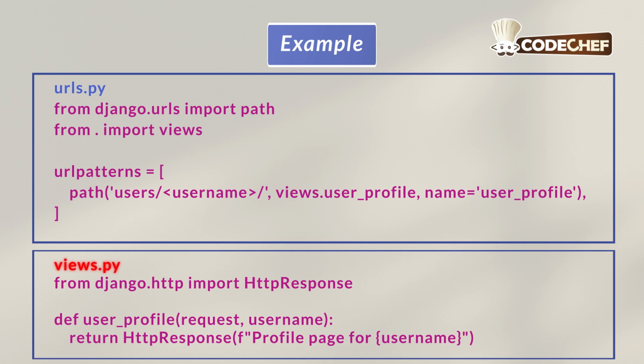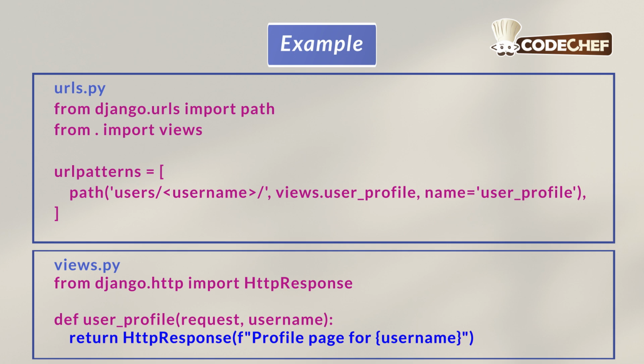In the views.py file, we can see that there is a user_profile view or function defined over here, and it takes two parameters. One is a request and another one is that username variable. One thing to keep in mind is that the variable you use here and the parameter that the corresponding view takes should be the same. If you say username here, it should also be username over here. That is very important. This function returns an HTTP response which says profile page for username.